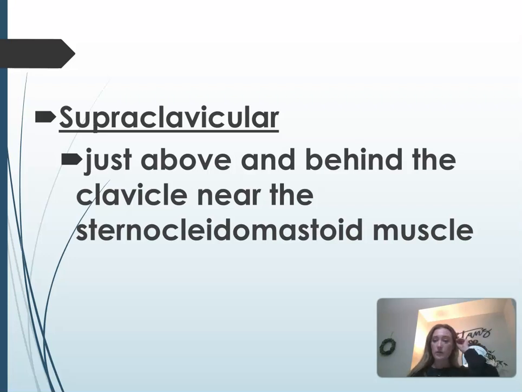All right, supraclavicular. So supra is above, clavicular, we have our clavicles here. So what we're going to have our patients do is shrug their shoulders, and then we're going to feel right in that little hollow that it creates.